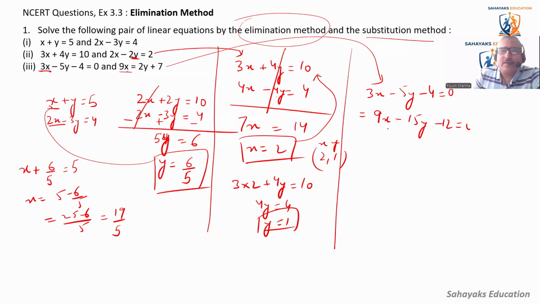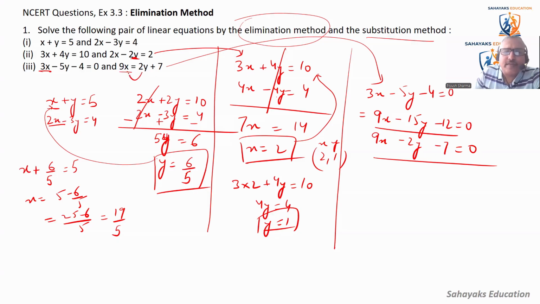So this is the first equation. And the second equation, I'm writing it. It is 9x minus 2y minus 7 is equal to 0. I've written it this way because I've moved these terms: minus 2y here, and 2y here and 7 here. So that's why the signs have changed.